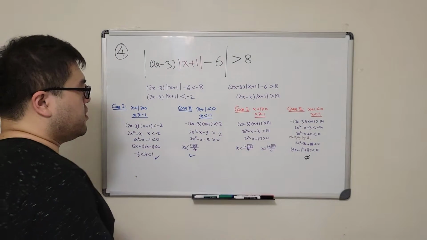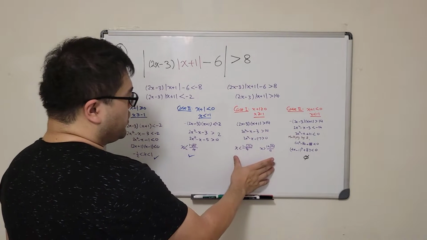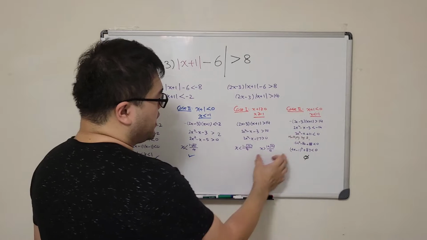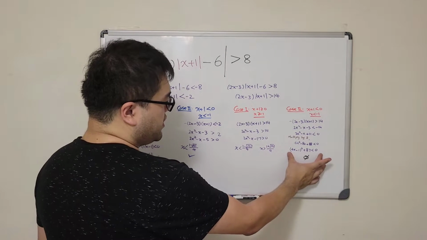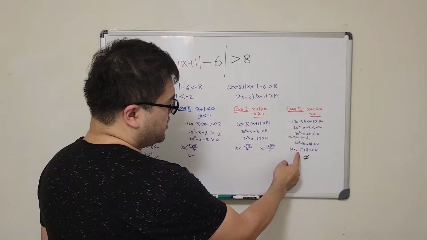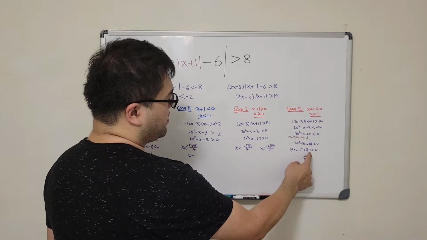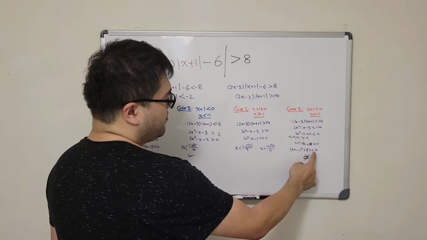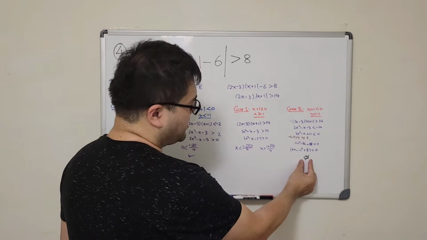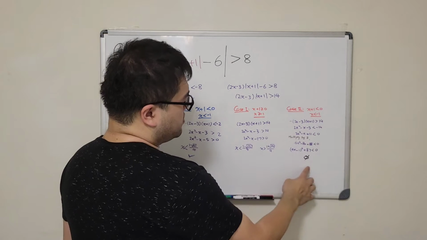Alright, so after our calculation, we actually get, in case 1, these two solutions, and in case 2, there's no solution, based on the fact that the left hand side is a square, which is not negative, plus some positive value, which has to be bigger than 0, but now we want it to be less than 0, meaning that there's no x satisfying this.